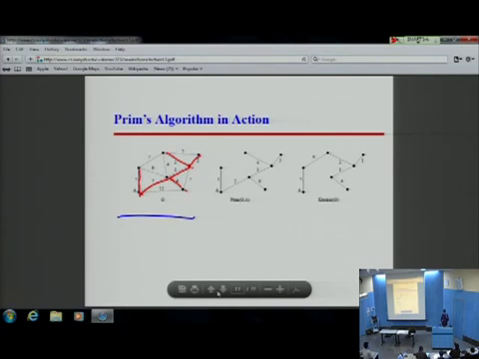So next class we're going to look at this and figure out why it is that this gives us the optimal tree. Thanks for your attention.